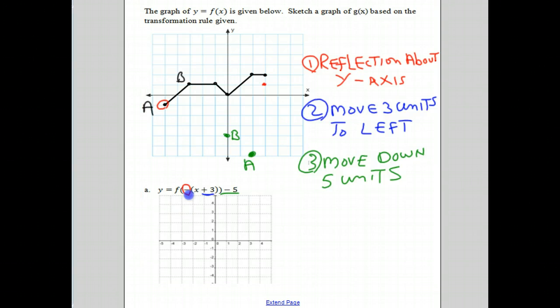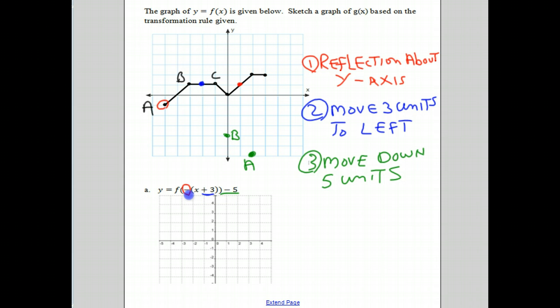Let's try it again. So we'll go to point C. Point C, according to the negative sign, the red sign that we circled with red inside the f, says that we're reflecting it about the y-axis. So point C, which was at negative 1, 1, moves over to 1, 1. Then we know we have to move 3 units to the left because we have an x plus 3. And therefore, this red point moves 3 units to the left, 1, 2, 3, and we move it right to here, which is at negative 2, 1.